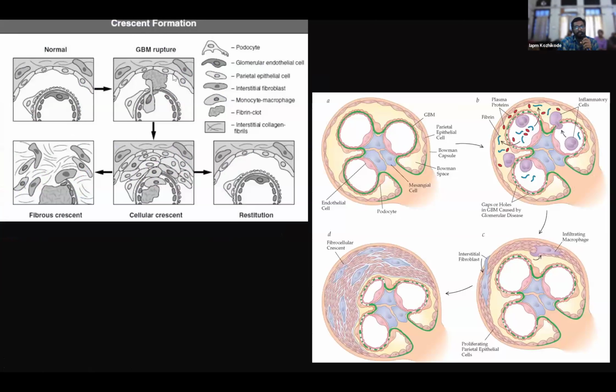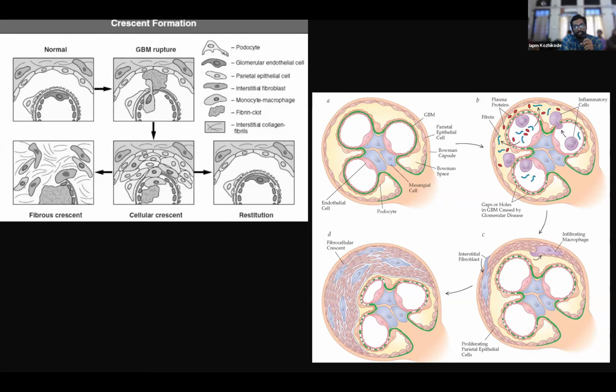urinary space. When such a thing happens, the fibrin that is getting outside is going to trigger the proliferation of the parietal epithelial cells and the visceral epithelial cells, and whenever the fibrin is there, a lot of inflammation is there, and a lot of inflammatory cells will be coming.